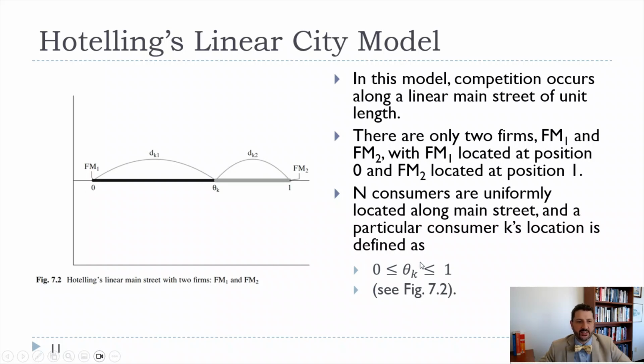And so we've got this theta k, which is the location for this consumer right here. But there's another consumer right here. There's another consumer over here. There's another consumer over here, right? Because they're just uniformly distributed.